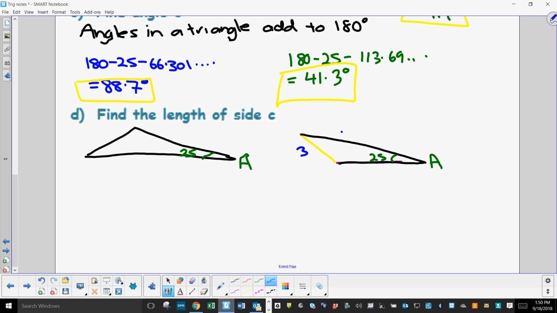Yeah. 3, 6.5. And then we've got 3 and 25. If you want to use sine rule, you can. You could also use cosine rule if you want, because you know that angle. So you could use cosine rule for a length using x, that and that. Or you could use sine rule because you know.